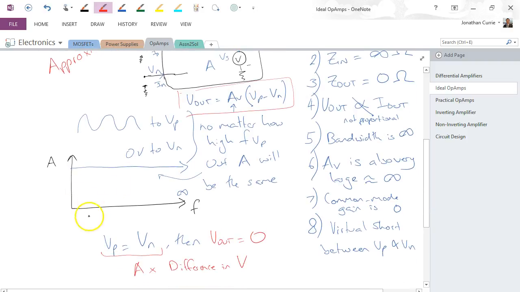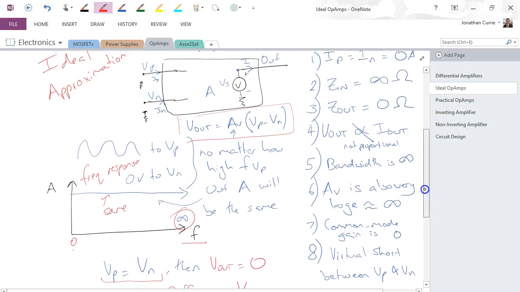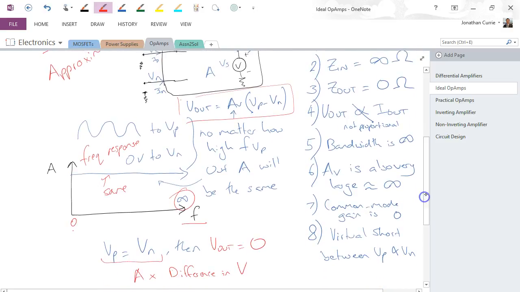We had a look at the frequency response, and we saw that the gain stayed the same regardless of frequency, all the way from 0 through to infinity. So not only can we amplify DC, but we can amplify signals up to infinite hertz in the ideal sense. We saw that the gain of this device is very large. In an ideal sense, it is infinite.